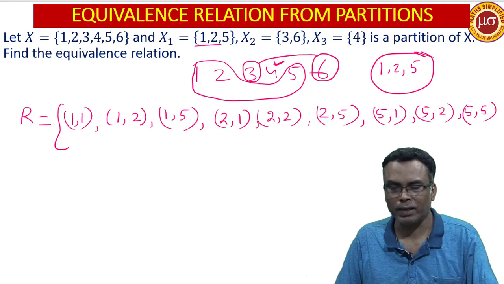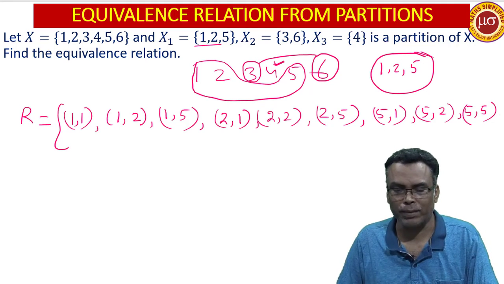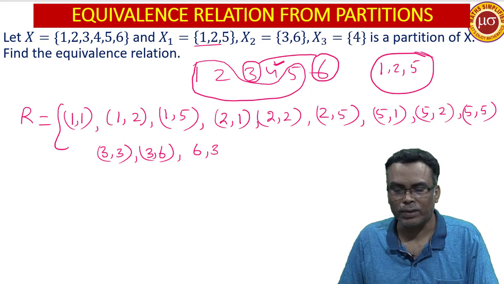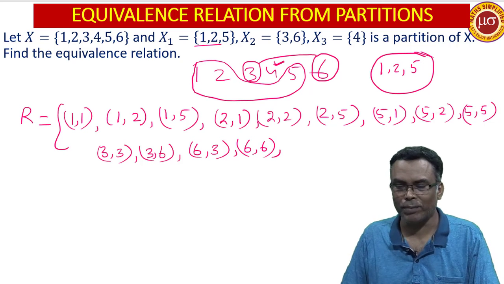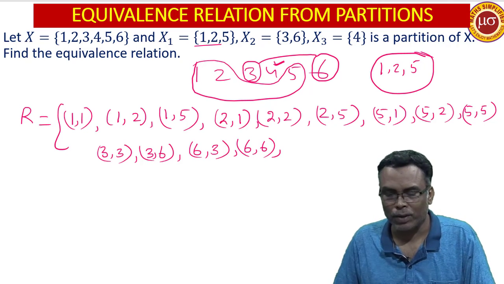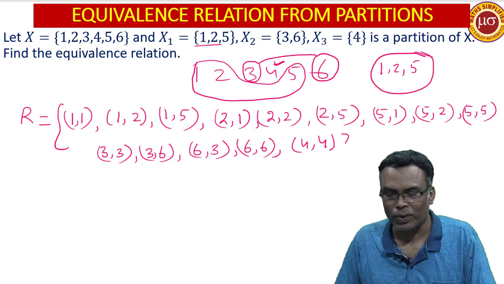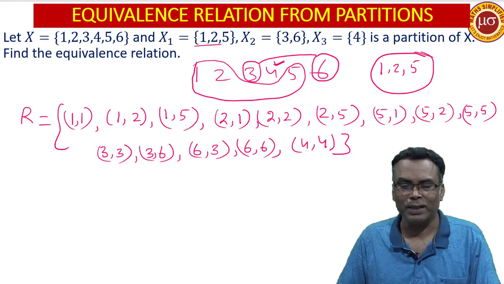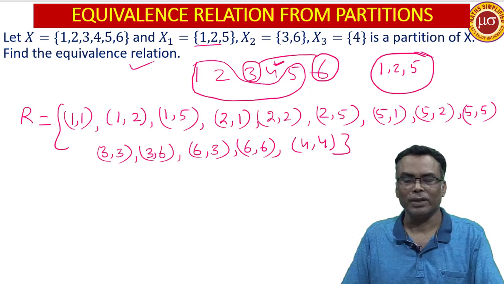These are the elements of the relation I get from the first partition. From the second partition I get 3 is related to 3, 3 is related to 6, 6 is related to 3, 6 is related to 6. From the last partition I get 4 is related to 4. So this is the equivalence relation I get from the given partition.